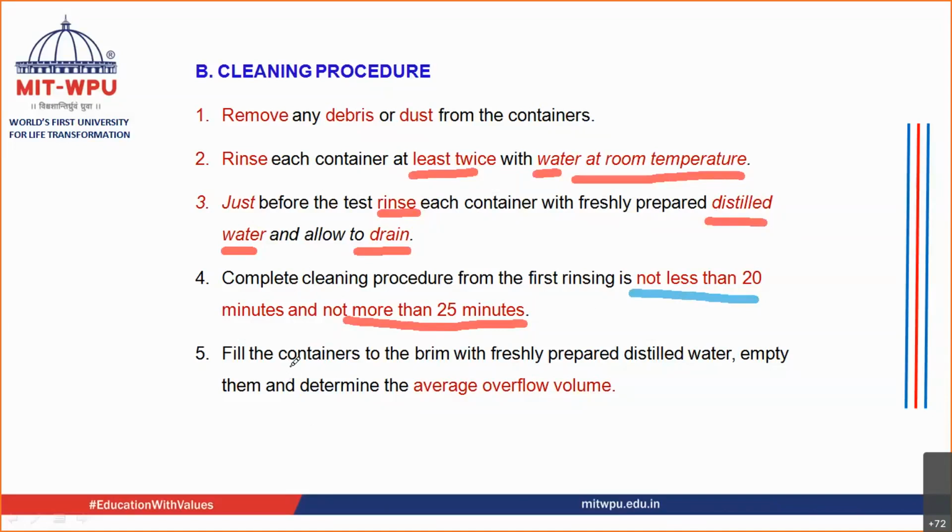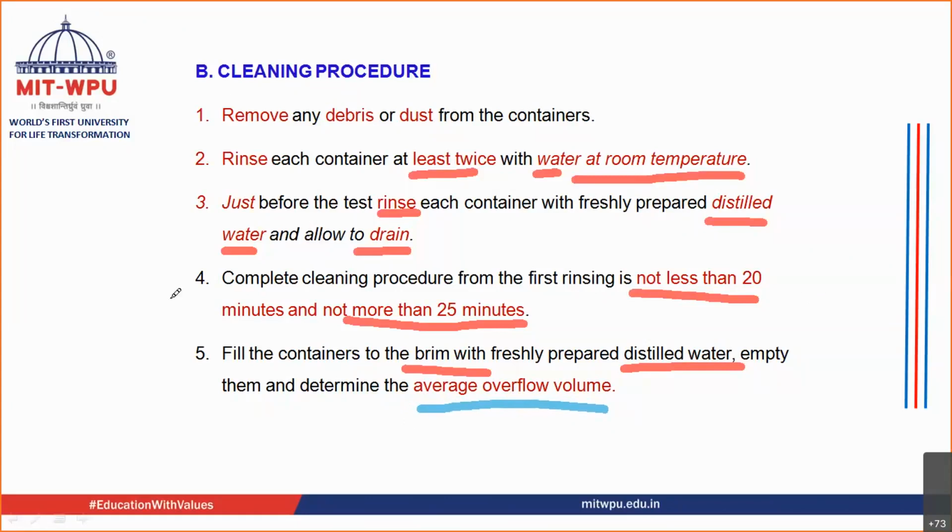If it is an ampoule, you're going to fill it up to the brim. If it is a vial, you're going to fill it up to the brim. If it is a glass bottle, you're going to fill it up to the brim. So you're going to fill the container up to the brim totally, and then with the help of distilled water, you are going to empty it in a graduated cylinder, and then you are going to find out the average overflow volume. This average overflow volume that you are determining here is going to be used further. So you are going to determine the average overflow volume.